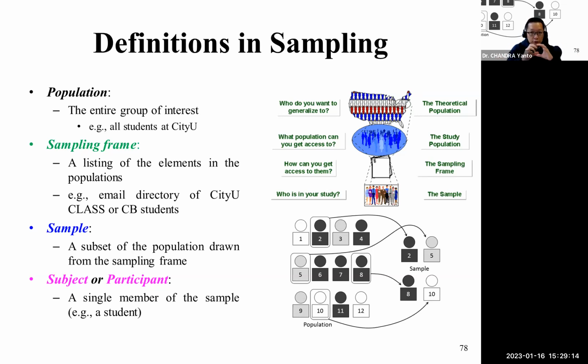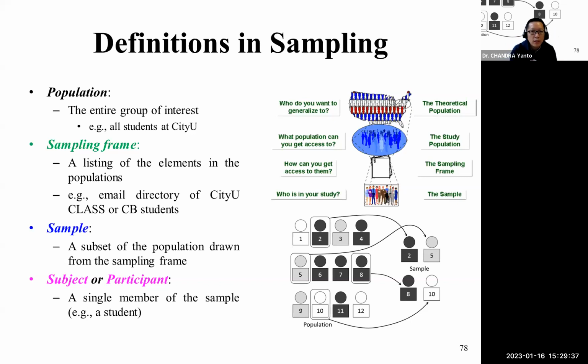So your interest is the students. The sample could be the people who respond to your survey, right? Your sampling frame could be the email directory of CTU students. Let's say you're focusing on students in College of Business or College of Liberal Arts and Social Sciences, right? So you can send to each of these or both of them, right? Up to you, depending on where you want to generalize.